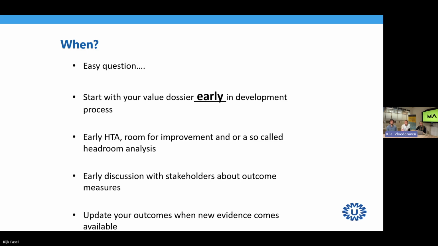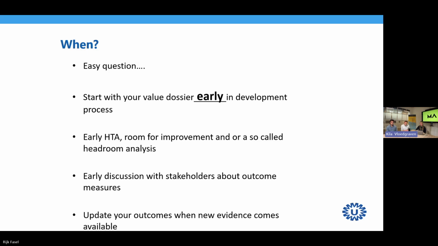So we already know a lot about the current way of working. So we can use, for instance, an early HTA, a room for improvement or so-called headroom analysis, to look into added value and potential added value. And then we can have early discussions with stakeholders about the outcome measures they would like to see, and we can update the model. What we often see is that HTA is used only at the end to evaluate the impact, but we should start with it early, especially in diagnostics.